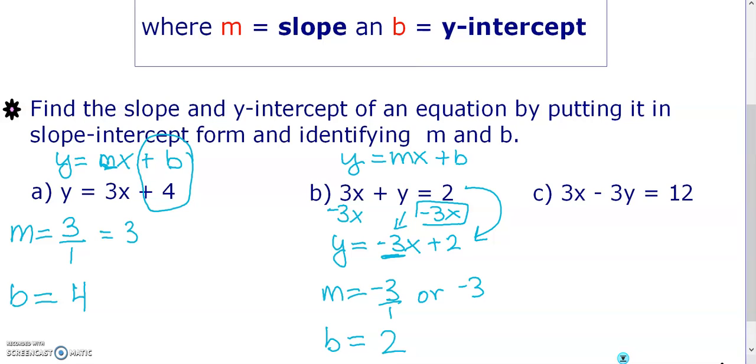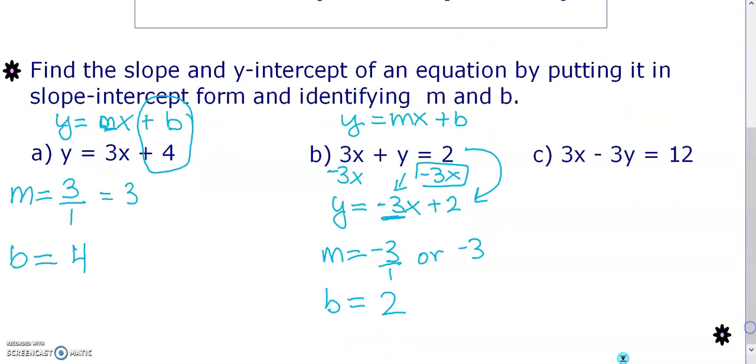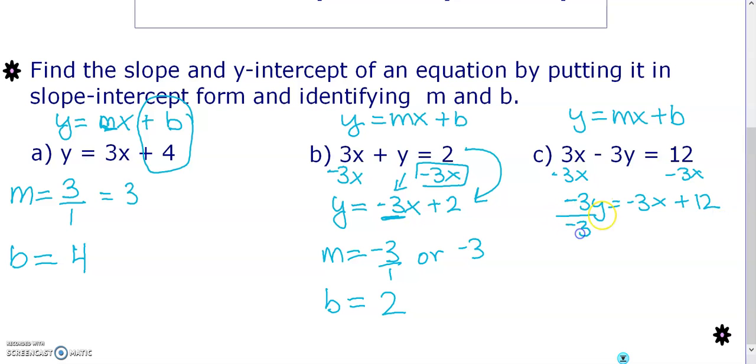Go ahead and try the last one. It's got a couple extra steps here, so I'm going to write what my equation should look like at the top. So I'm reminded of the form and order. I'm going to go ahead and subtract 3x just like we did on the other side. Get a negative 3y equals a negative 3x plus 12. And my last step is to divide everywhere by negative 3.